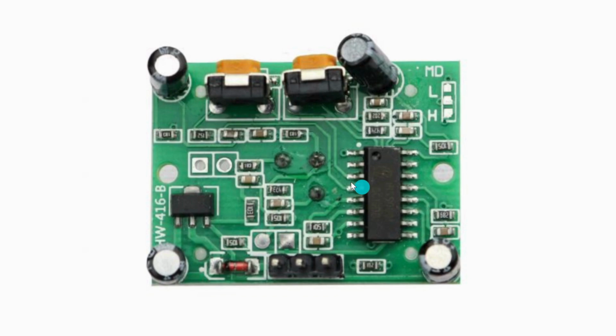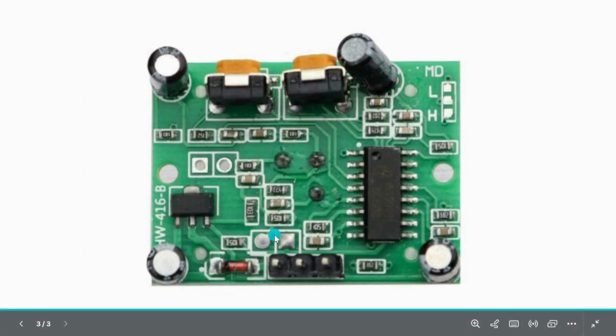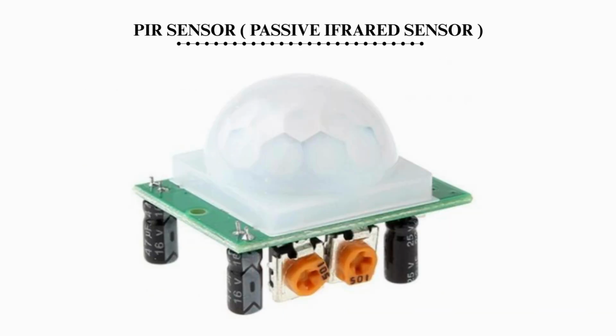Here we have, as I told you in the beginning, the adjustment knobs. These are used to change the sensitivity and how long the sensor will stay on. So this is where we will change that. One is for sensitivity and one is for time. So this is how all together it makes a PIR sensor, which is a passive infrared sensor.